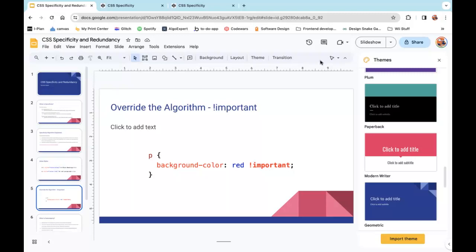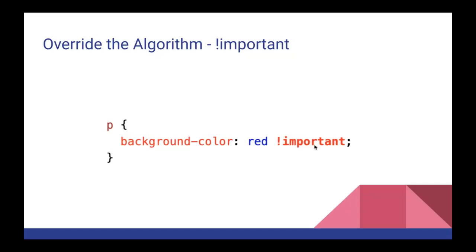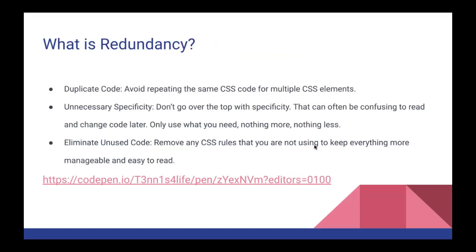So now just moving on to redundancy. So redundancy is basically three things: duplicate code, unnecessary specificity, and eliminate unused code. So you should avoid repeating the same CSS code for multiple CSS elements, because honestly it's just messy and there's no point for it.